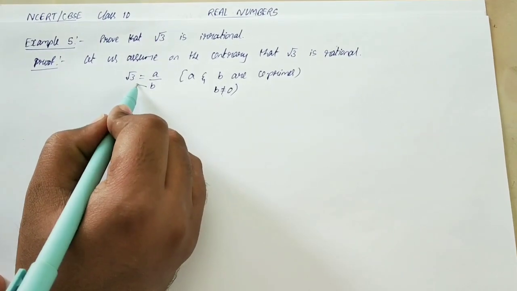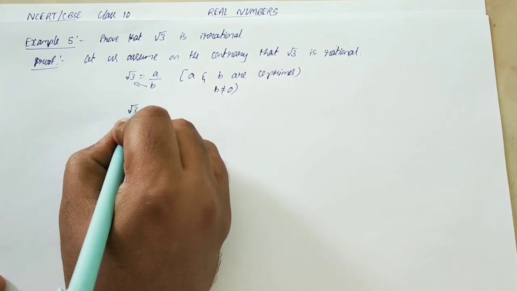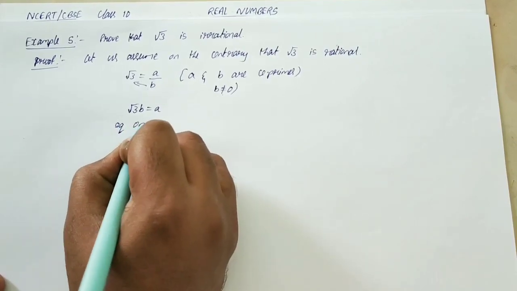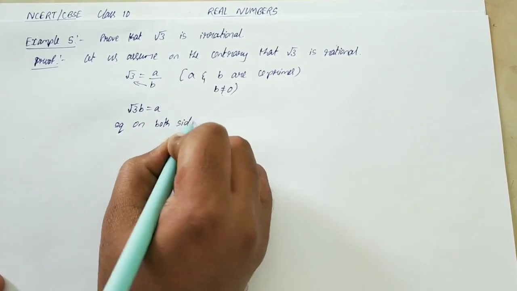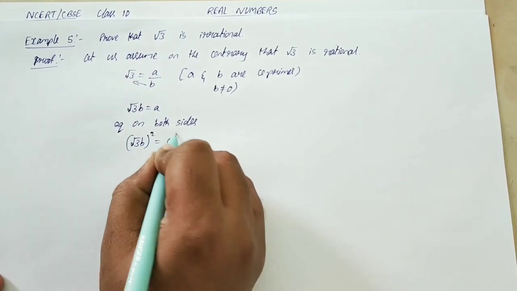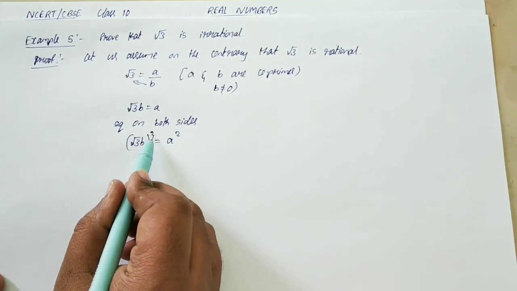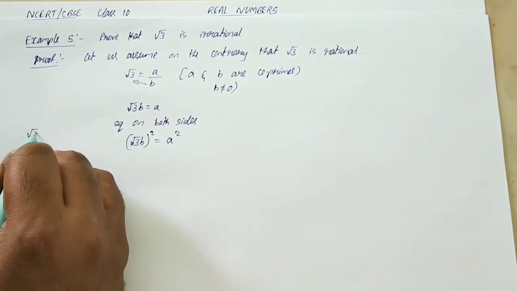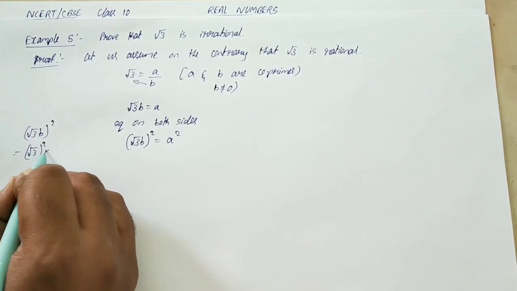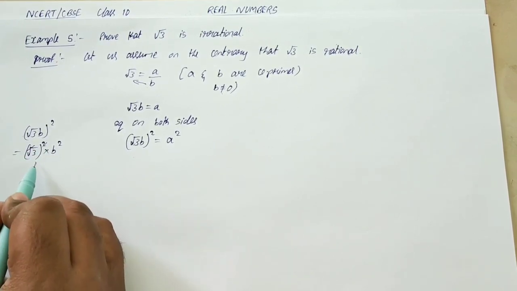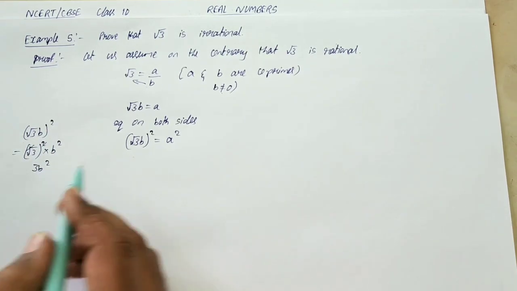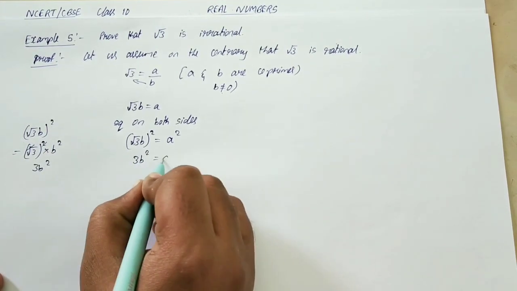So next we'll shift b to the LHS. What it will become? Root 3 into b is equal to a. In the next step we will do squaring on both sides. So next, root 3 into b whole square is equal to a square. Root 3b whole square means this square is for both root 3 and b. So here square and square root cancelled. So 3 as it is into b square as it is. So finally root 3b whole square can be written as 3b square. 3b square is equal to a square.